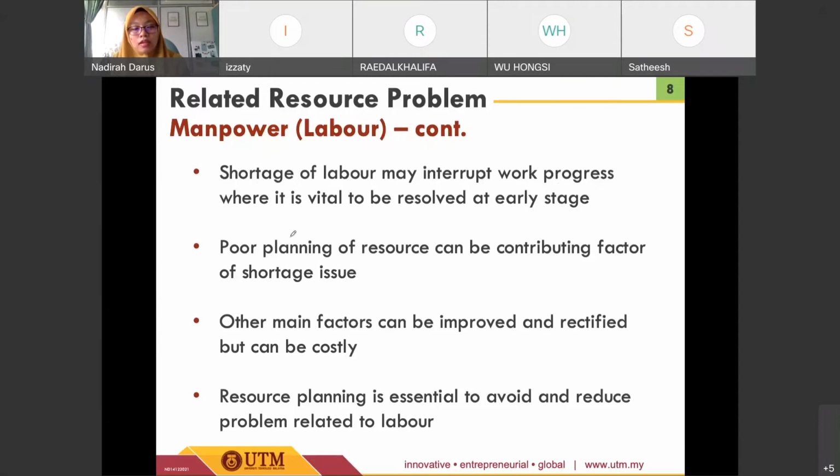Okay. And then poor planning of resources can be a contributing factor of the shortage issue. Okay, that one we already covered just now. All right. Other main factors can be improved and rectified, but can be costly. Okay, so as I mentioned, there are several other sub factors that contribute to the resource problem. Some of the factors can be improved, however they require cost or money. All right, so at the end, resource planning is essential to avoid and reduce problems related to labor or any other resources. Okay, so that's why we are going to cover today's topic, project resource planning, so that we try to avoid any potential problem.